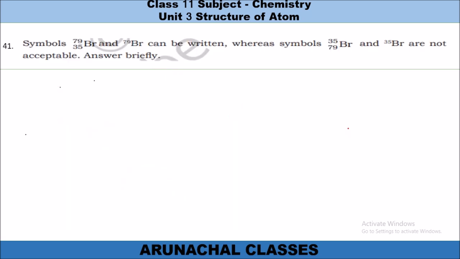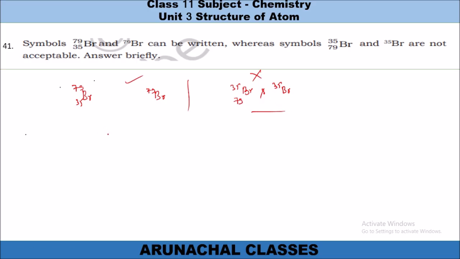Moving to question number 41. Here the symbols of bromine are given. Bromine 35, 79, that is with the mass number, can be written, whereas the symbols bromine 79, 35 and bromine 35 are not acceptable. So this is acceptable, but this one is not acceptable.